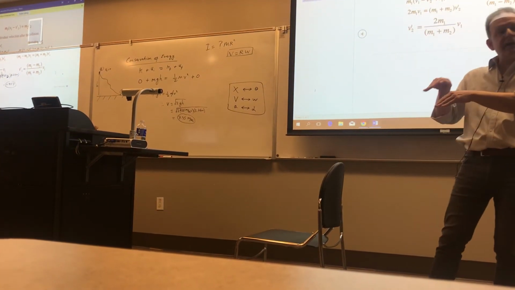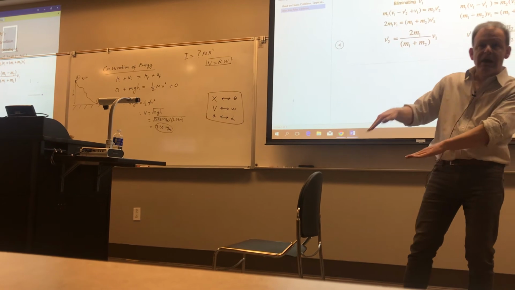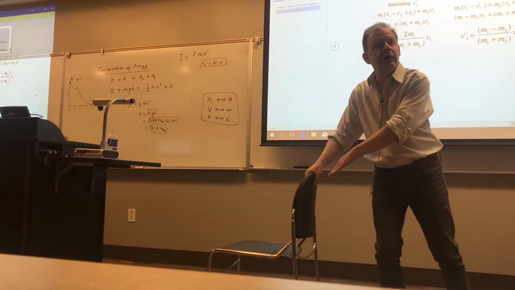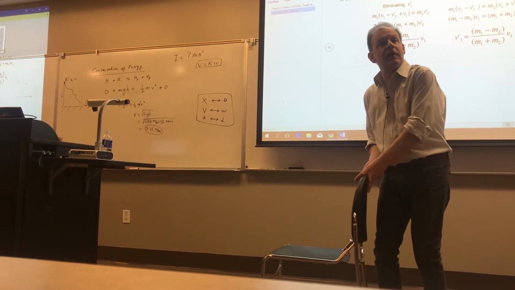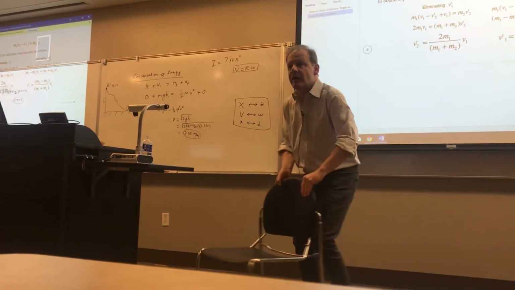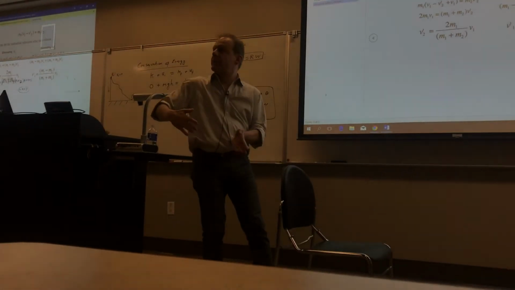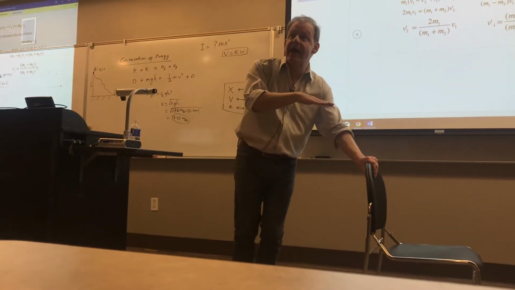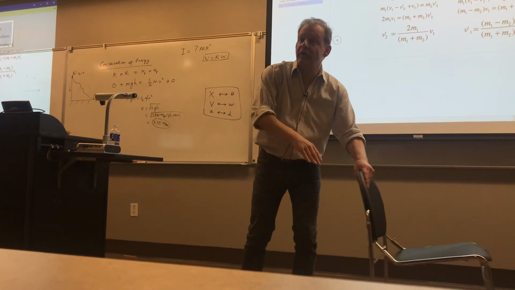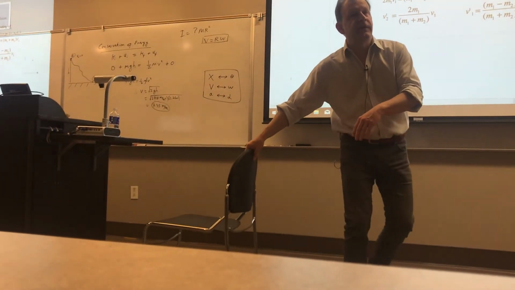So I pull the chair at an angle theta to the horizontal. F cosine theta will give me the acceleration. And it's the same if I push as well. So it doesn't matter whether I'm going to go to the right. If I push the chair, F cosine theta will give me my ma. Or if I pull the chair, F cosine theta is ma.